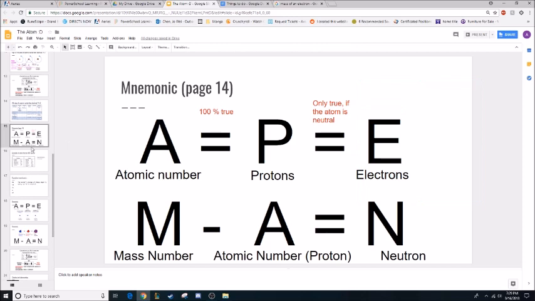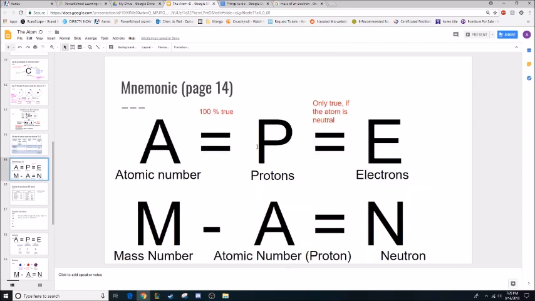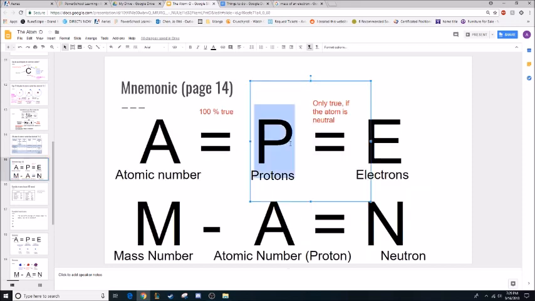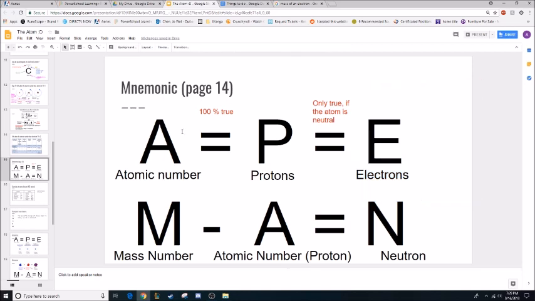So in this case, if we look at this carbon, and assuming this carbon is neutral, that means since the atomic number is 6, it's also going to have 6 protons, and since it's neutral, it's going to have 6 electrons. Okay, so that's how you use the above mnemonic.